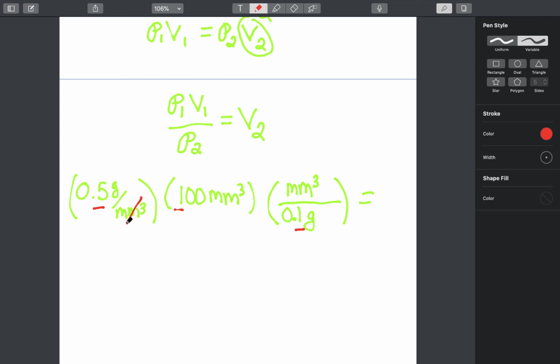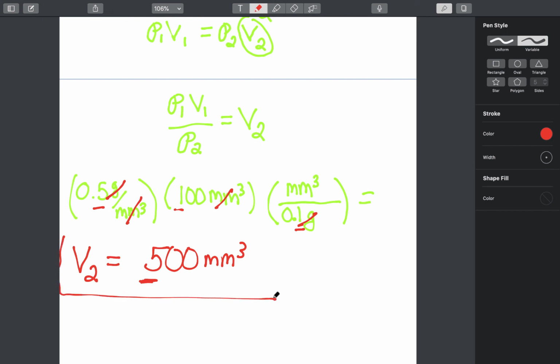So millimeters cubed cancels out right here, and then the grams cancels out as well, leaving us with millimeters cubed. So when you plug this in your calculator, so I'm plugging it in now, you get 500 millimeters cubed. Now remember, keep track of those significant figures. So I'm going to put a little underline. So the second volume is equal to this.